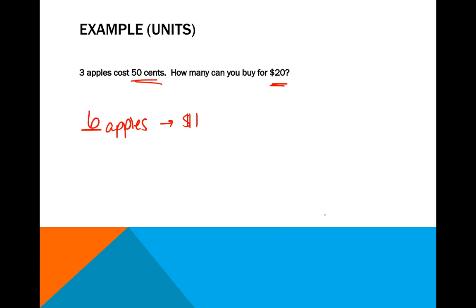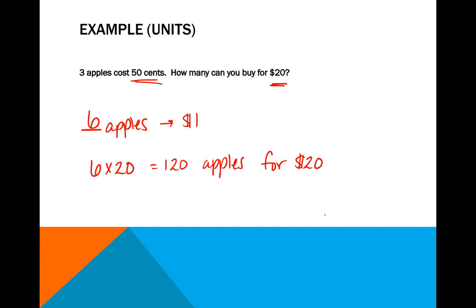So then we're looking at how many we can buy for $20. So if we can get 6 for $1, we can multiply 6 times 20. That tells us we can get 120 apples for $20.